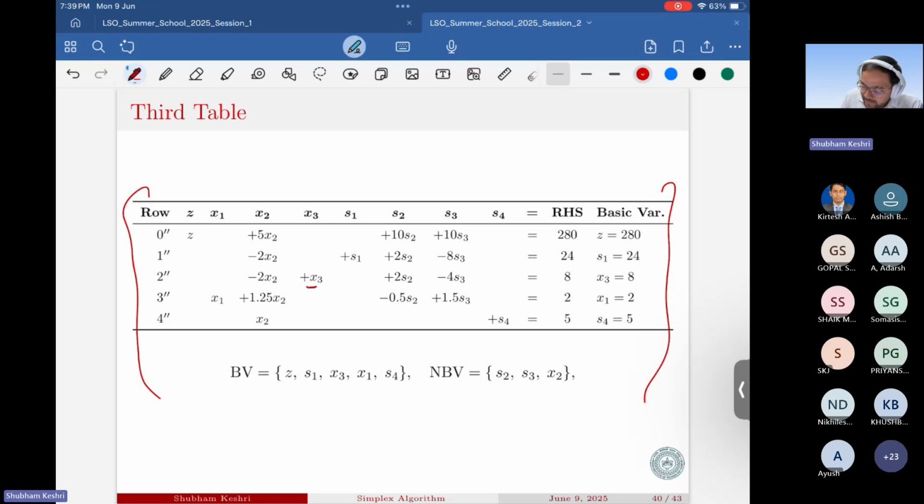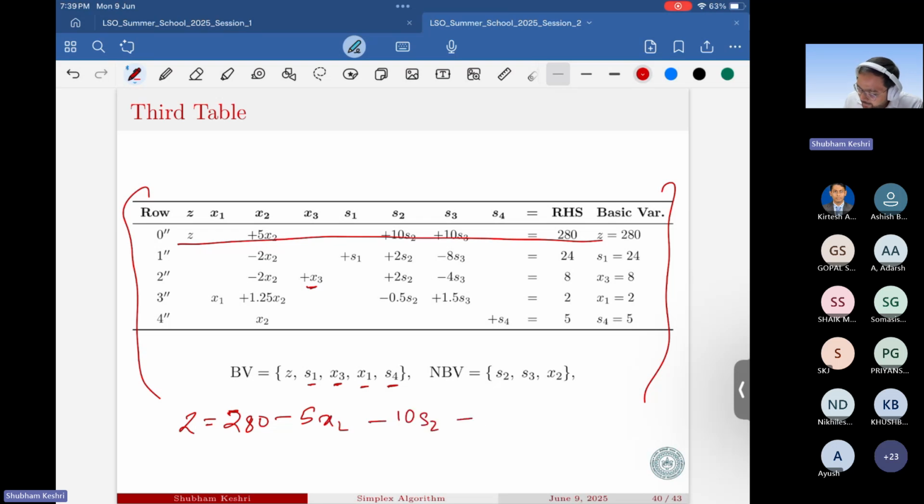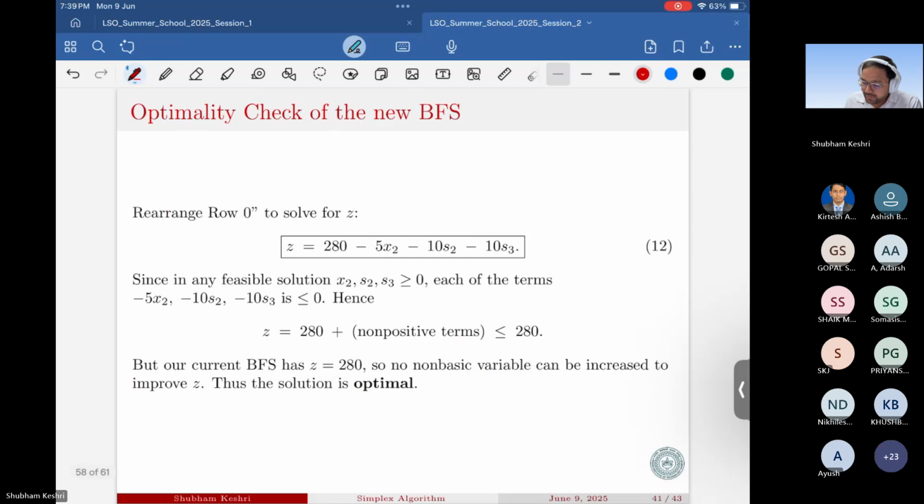Okay, you see x3 is the basic variable over here, and the basic variables are s1, x3, x1, and s4. This is the new table. And now if you observe, z is equal to 280 minus 5x2 minus 10s2 minus 10s3. No other variable, if increased, can increase the objective function value. Therefore, this is the optimal tableau. And the solution to this linear programming problem is this: 24, 8, 2, and 5. And the solution is optimal.